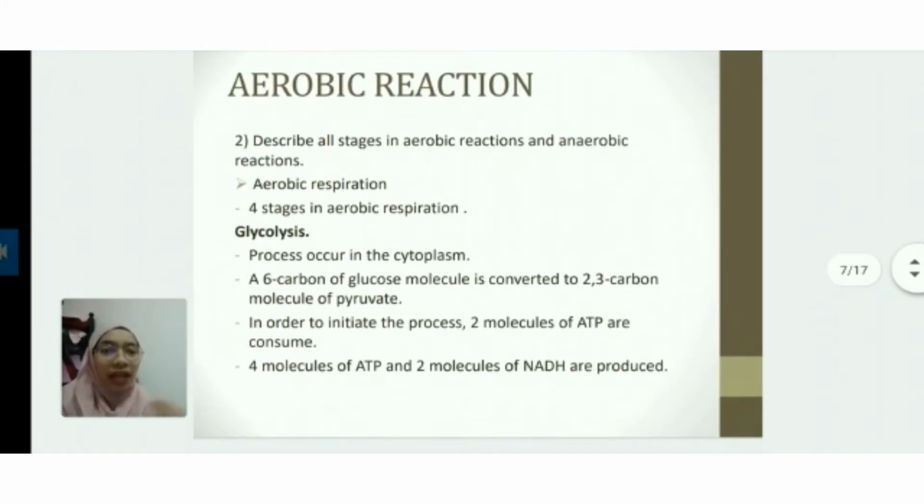Second, describe all stages in aerobic respiration and anaerobic respiration. I will explain to you. First is aerobic respiration. Aerobic respiration has 4 stages. First, glycolysis. What is glycolysis? Glycolysis is a process that occurs in the cytoplasm. A 6-carbon glucose molecule is converted to 2 molecules of 3-carbon pyruvate. In order to initiate the process, 2 molecules of ATP are consumed. 4 molecules of ATP and 2 molecules of NADH are produced.